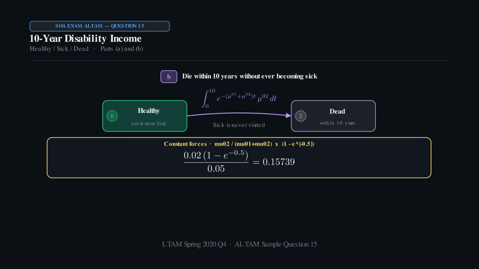Part B asks for the probability of dying within 10 years without ever becoming sick. With constant forces, that is mu02 over mu01 plus mu02 times 1 minus e to the minus 0.5. That is 0.02 times 1 minus e to the minus 0.5 all over 0.05, which equals 0.15739.